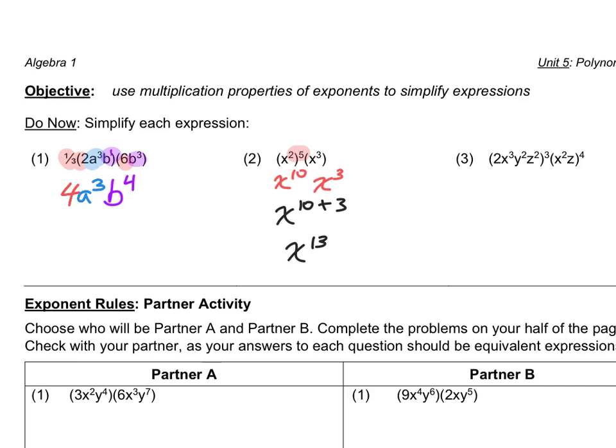Now, this is one of those things where, if you could see the final answer right away, you don't have to show the intermediate steps. If you can jump from here to here, that's great. But until you get there, show the work, just in case.